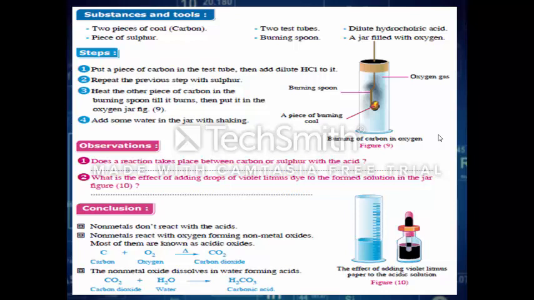Activity number 2. Burn a piece of coal in a burning spoon and put it after complete burning in a cylinder full of oxygen. Number 2, add some water to the cylinder and drops of violet litmus solution. Observation: the glowing increases. The solution turns red. Conclusion: nonmetals such as carbon react with oxygen giving nonmetal oxides, which are known as acidic oxides. So the acidic oxides are nonmetallic oxides which dissolve in water forming acidic solutions.